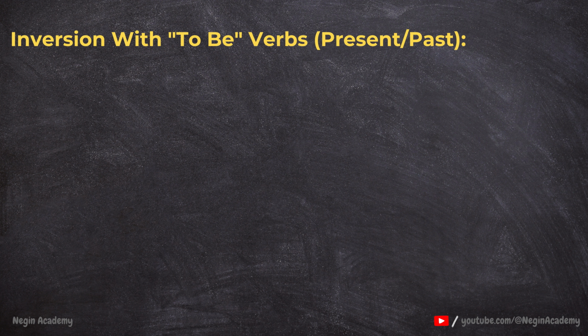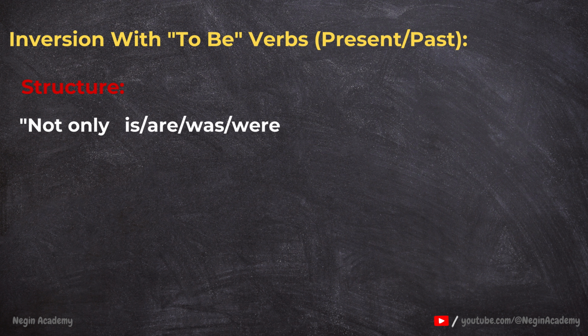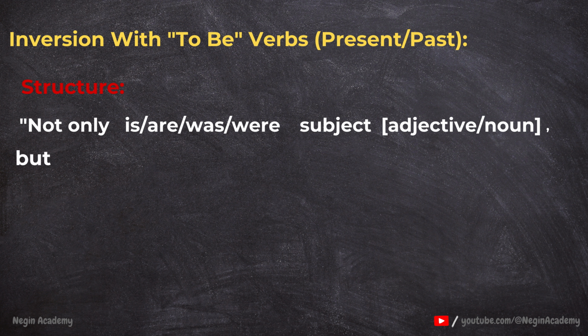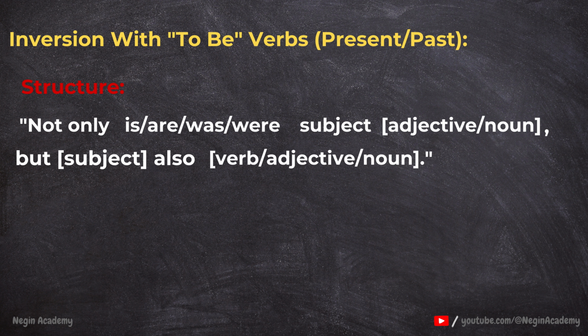Inversion with to be verbs in present and past. By to be I mean am, is, are, was and were. The structure is we have to put not only at the beginning of the sentence and then the to be verb is, are, was or were, and then the subject which is followed maybe by the adjective or a noun and put comma. Then we have to write but, then subject, also, and verb, adjective or noun.